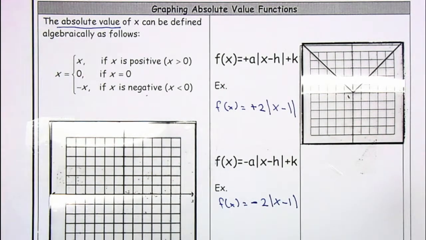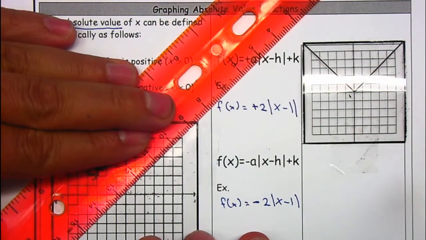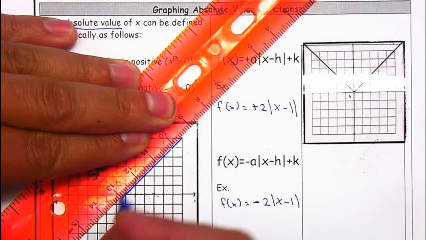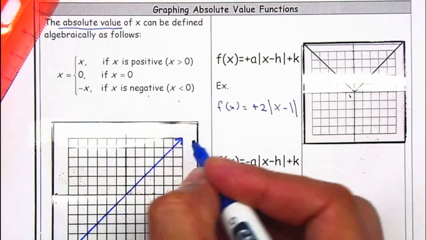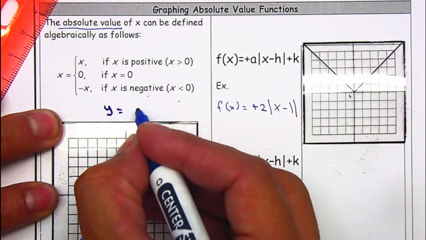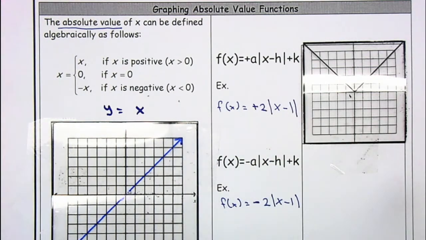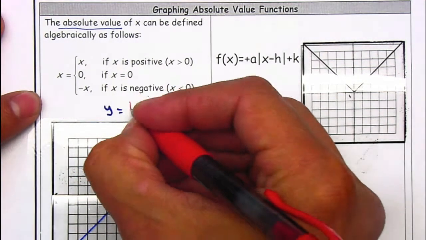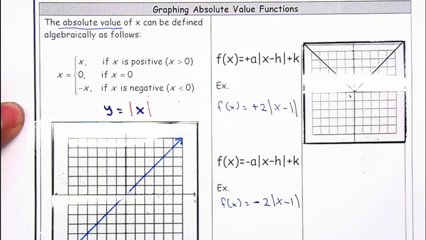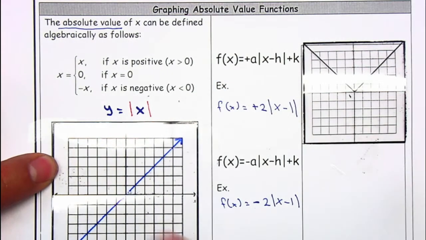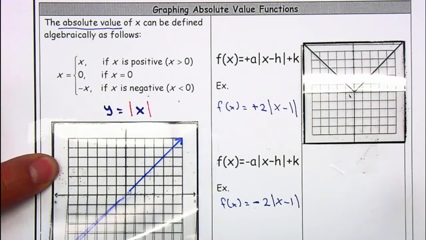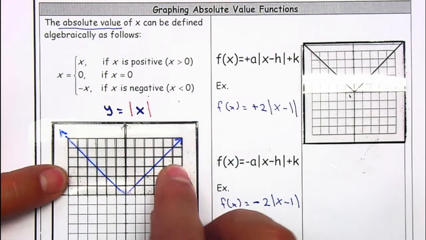If we have a graph, and we are going to be working with a linear equation, this is the equation of y is equal to x. If we take the absolute value of this function, instead of just y is equal to x, y is equal to the absolute value of x, what happens is that all the negative values become the opposite, so they become positive.